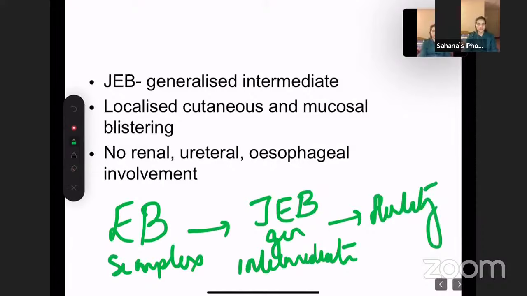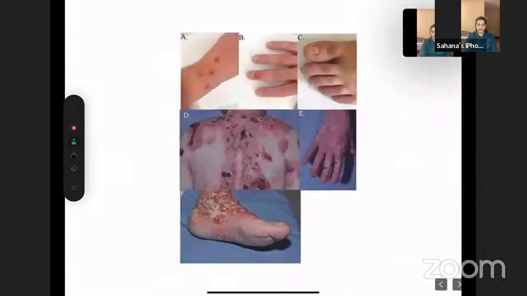generalized severe. Okay, so here also you can see a lot of cutaneous and mucosal blistering, but there is no systemic involvement or of the renal tubules, of the urethra or esophagus. So this was a child of junctional EB. Here you can see a lot of widespread erosions, and these are all very large plaques with granulation tissue, so very difficult to treat. What you can see here is nail dystrophy. All these are images showing nail dystrophy. This is some residual scarring. Again, nail dystrophy.